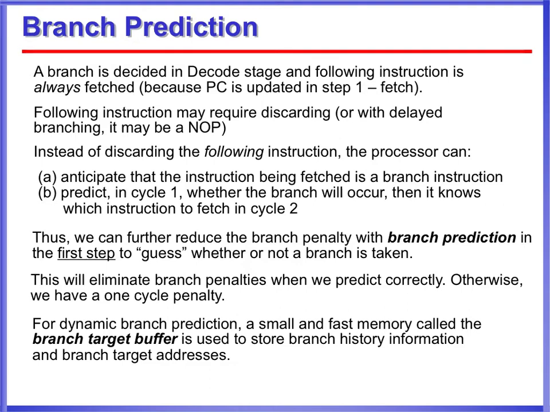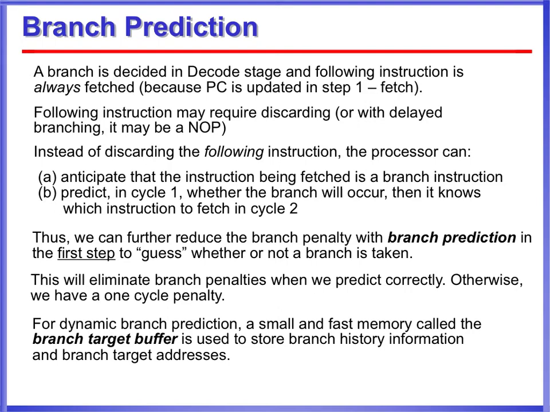So we can further reduce the branch penalty with branch prediction in the first step of the 5 steps, to guess whether or not a branch is taken. If we predict correctly, great. In step 1, it's a branch, we predict whether it's going to happen. Yep, it's going to happen, or we think it's going to happen, so we update the program counter right away in step 1, not to point to the next instruction, but to point to the instruction we're branching to. Next clock cycle, that's where we go to fetch the next instruction of where we're branching to. No branch penalty, okay? Of course, if we're wrong, then we still incur a branch penalty.